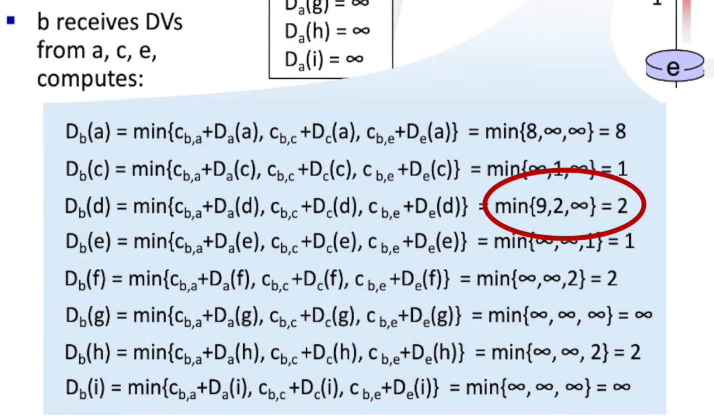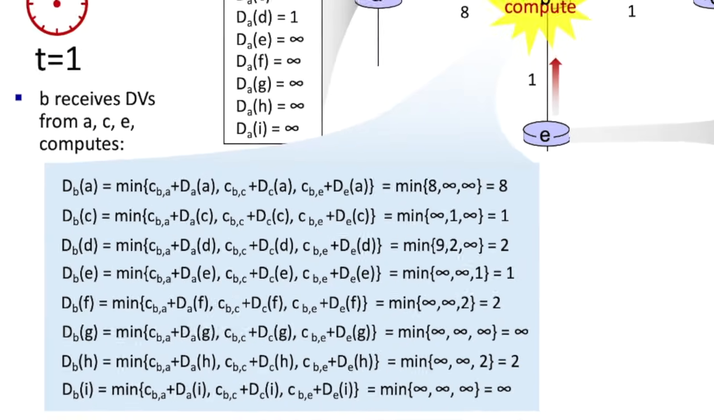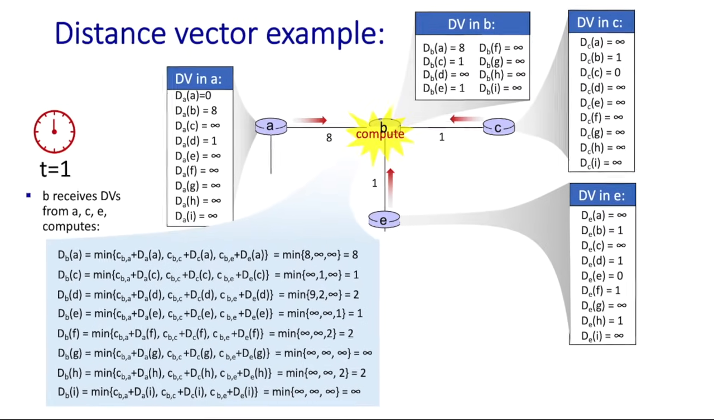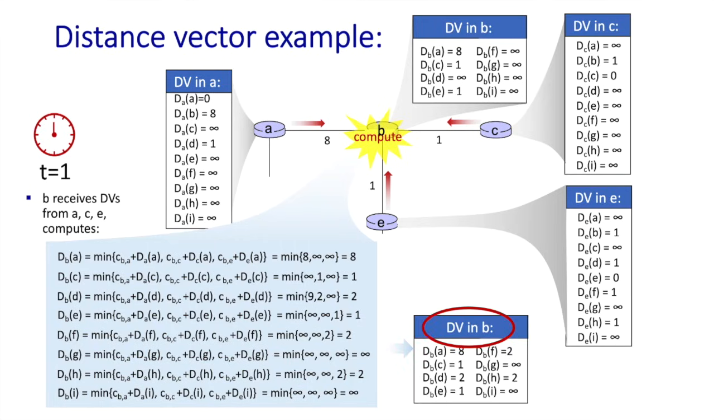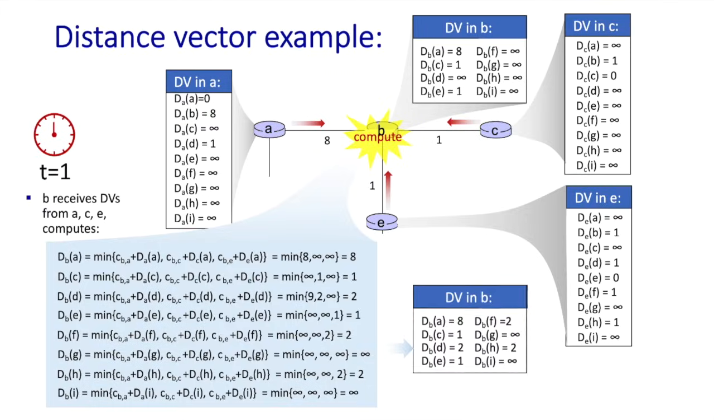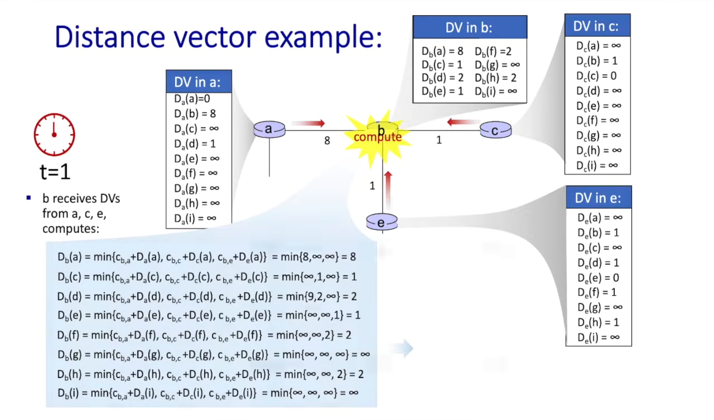And you can see that B similarly recomputes new DV entries for destinations F and H as well. And so here's the new overall distance vector computed by B. Note that compared with B's previous distance vector, there are 3 new lower cost entries for destinations D, F, and H. This new distance vector then becomes B's current distance vector.